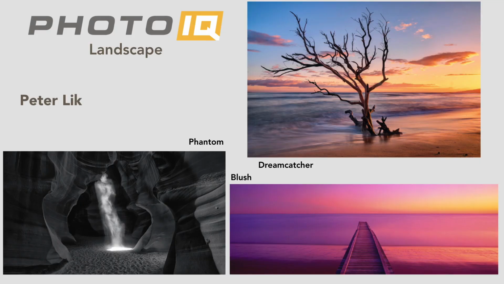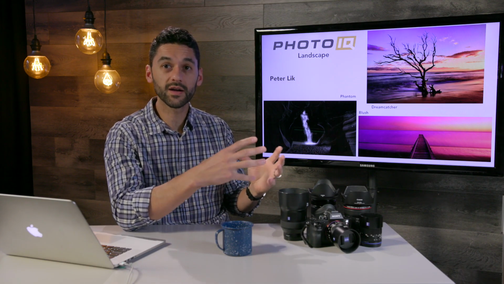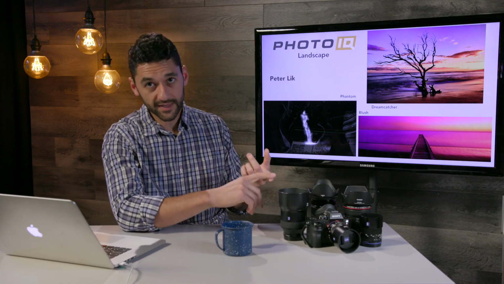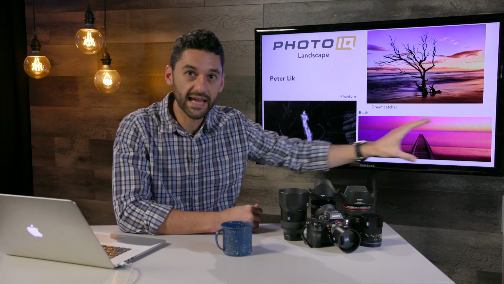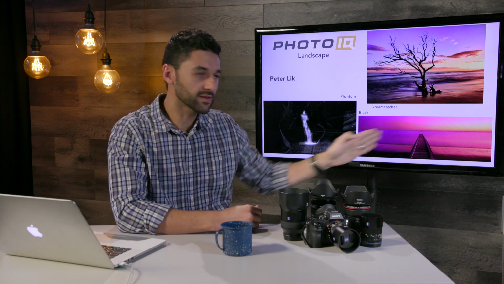Peter Lik is a more contemporary landscape photographer who's also still very, very famous. He actually holds the record for the most expensive photograph print ever sold, and that is this image called Phantom, which he sold for $6.5 million. Two other images here, Dreamcatcher and Blush, and the reason I include Blush is because it inspired a whole new genre of photography, which you would see on calendars or wall art at IKEA or a variety of interior decorating stores, which is this sort of long landscape panoramic format with a centered object bisecting the frame.